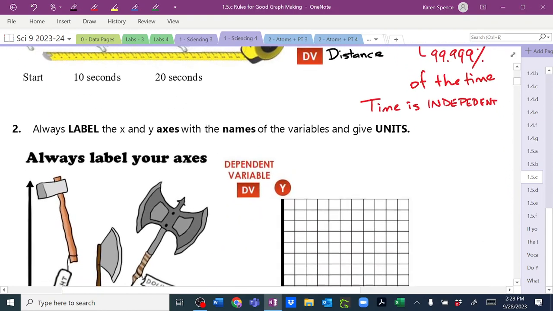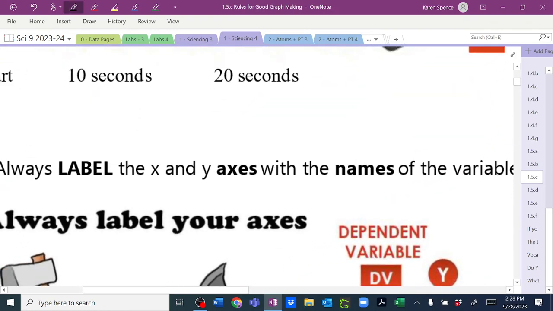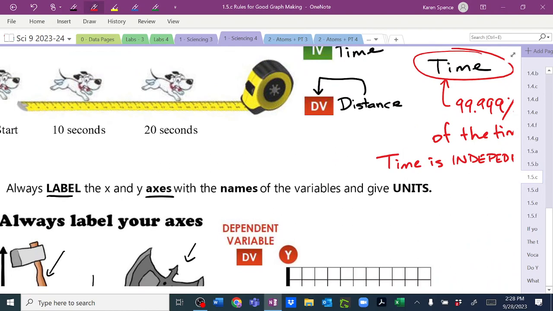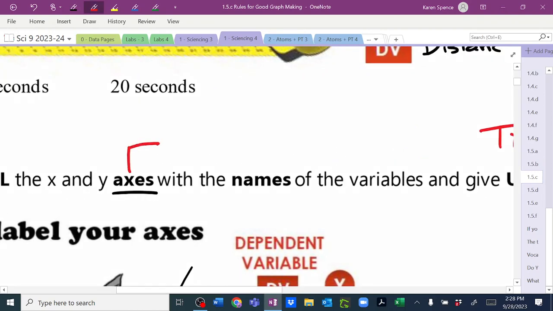You always have to label your axes. Now, what the heck does the word axes mean? And it doesn't mean these things, light axe, heavy axe, double axe. That's not the kind of axes we are talking about. Yes? It's the plural of axis. Okay, so axes is the plural of axis. So the x and y, we don't say the x and y axes, we say the x and y axes.